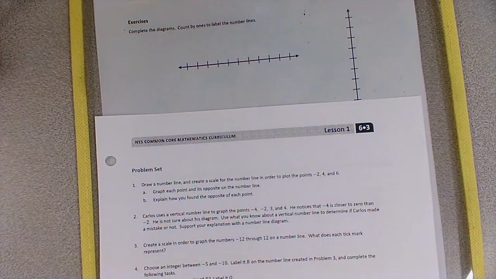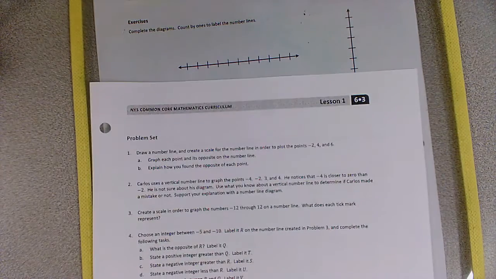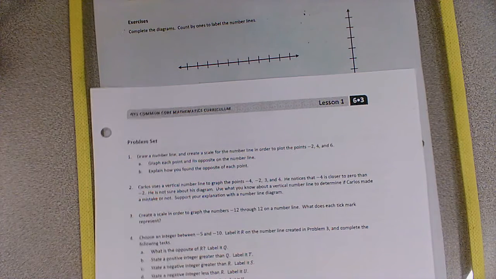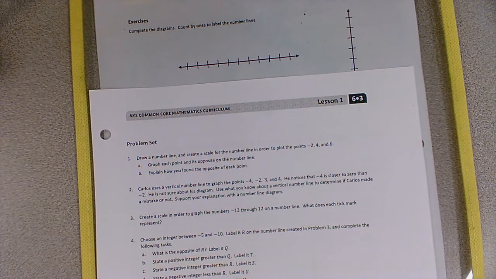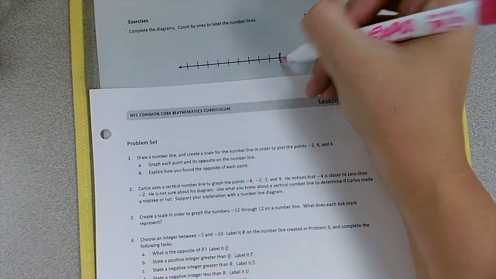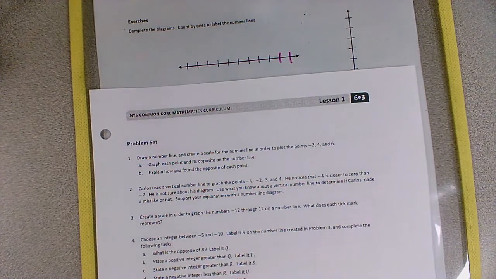Then number 2 is a word problem. Number 3, you're creating a number line to graph the numbers -12 through +12. And I want you to write a short explanation of what each tick mark, or each one of these lines, represents.